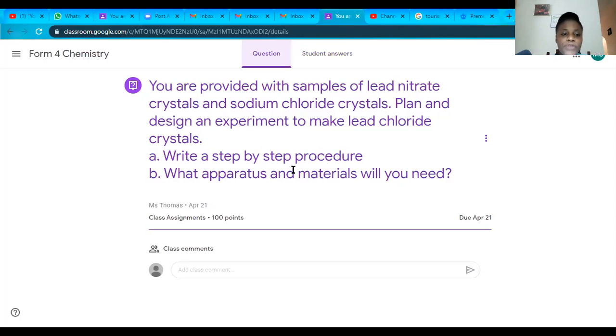So what would be the first step? What would be the first step in your procedure? How would you make lead chloride? What would be the first step? Miss, find the 2 soluble salts. All right, but you already get them already. What are the 2 soluble salts? Miss, I don't remember. See them here in a question. Lead nitrate crystals and what? And sodium. You know, see them in the question?